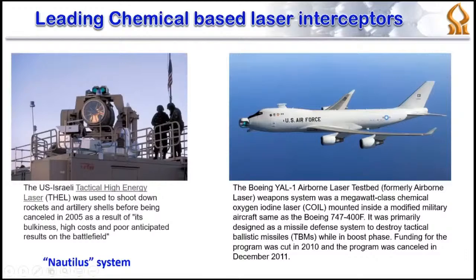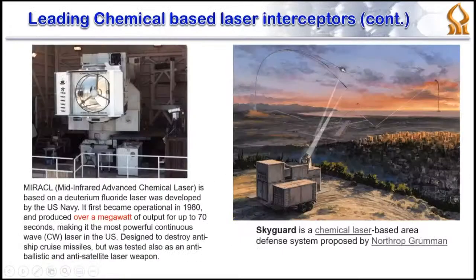Here I show some leading chemical-based laser interceptors. On the left, you can see the Nautilus system. It's a US-Israeli project, and it successfully shot down rockets and artillery shells. On the right here, you can see the airborne laser, which was a chemical laser that was put on a Boeing. And this was a very, very costly project, and eventually it was canceled in 2010 because of the high costs.